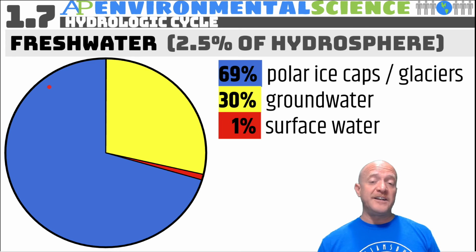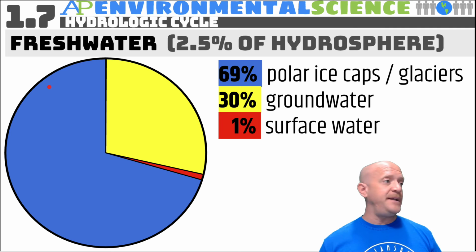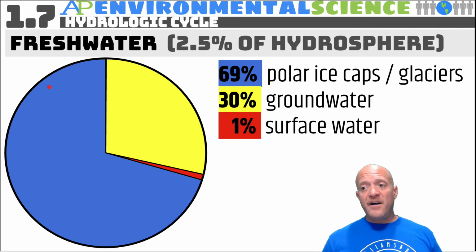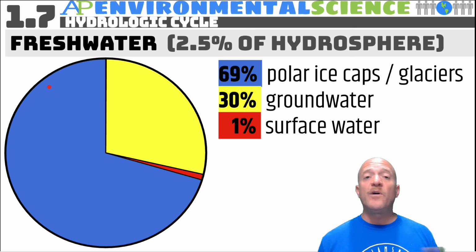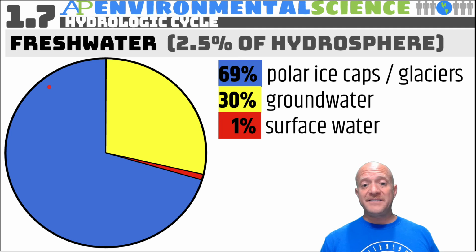30% of our fresh water is underground, in groundwater. So it's stored in these aquifers beneath the Earth's surface. And only 1% of all of the water on Earth is surface water. That means all of the lakes, all of the rivers, all of the ponds, the freshwater wetlands, all of those areas, only 1%. So if you looked at a map and you see all these lakes, only 1% of all of our fresh water is surface water. The rest of it is underground.